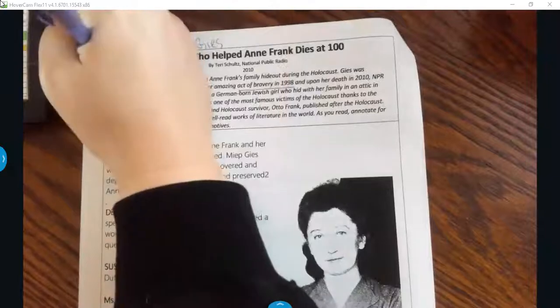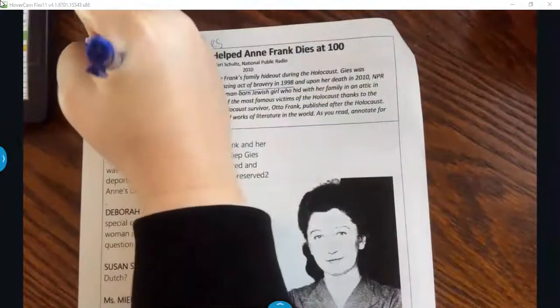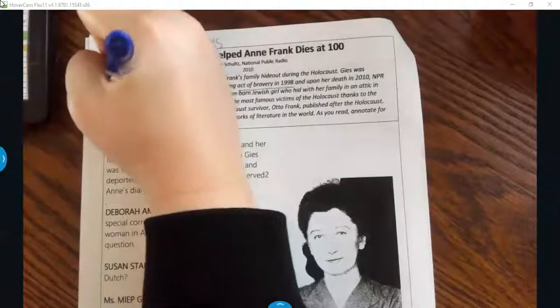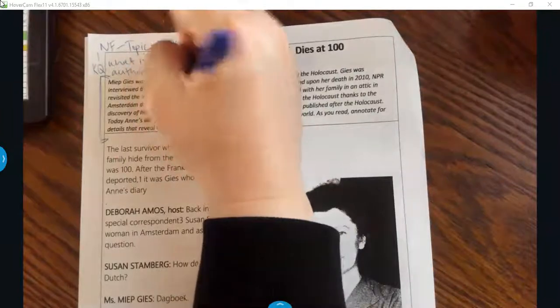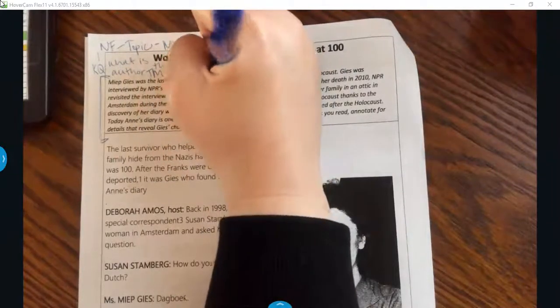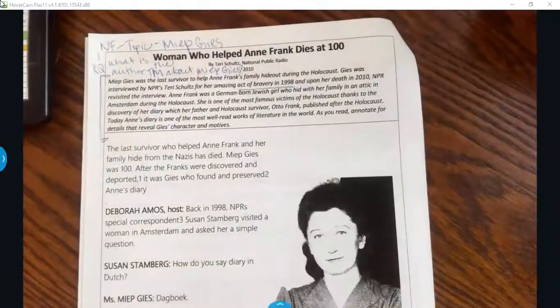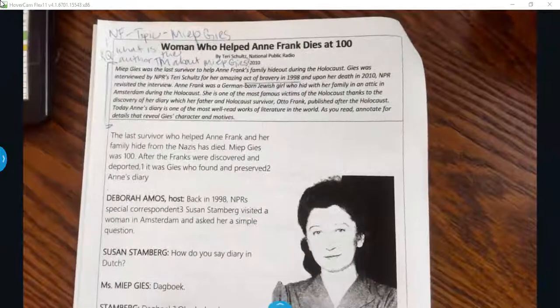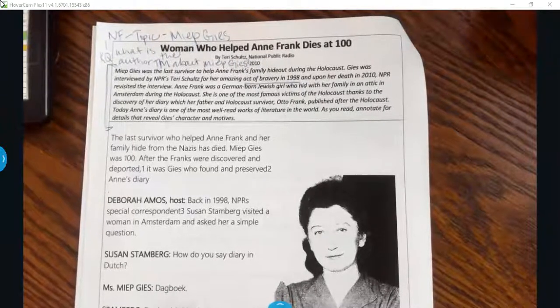And our key question: what is the author, and put a TM for teaching me, about Miep Gies? Okay, so as we read, we're definitely going to be thinking about that as we go. What is the author teaching me about Miep Gies? So let's go ahead and read paragraph 1.